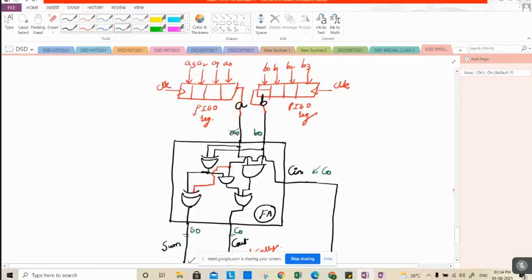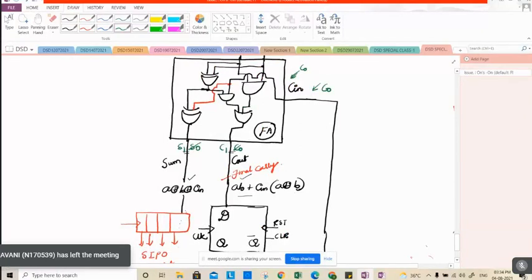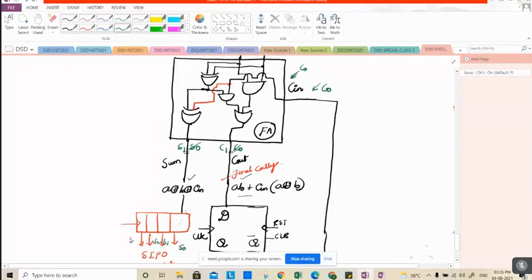Here this will be replaced with A1 and B1, and here we have C0. So A1 plus B1 plus C0 gives rise to S1, and here this will be C1. So it will be stored. First we will be getting serial in parallel out. It goes in serially and comes out in parallel. So we'll be getting S0 here, next S1 here, next S2 here, next S3 here. In this way.